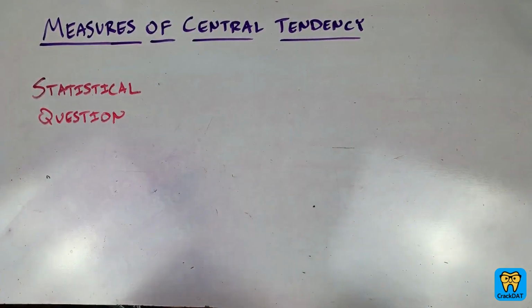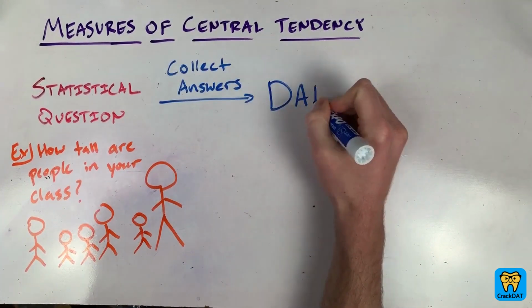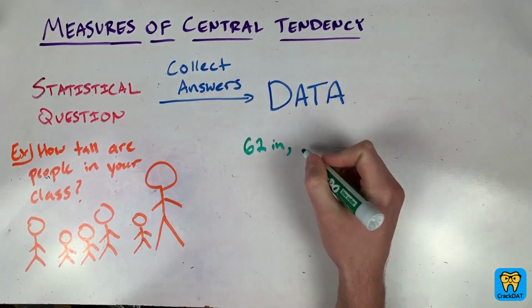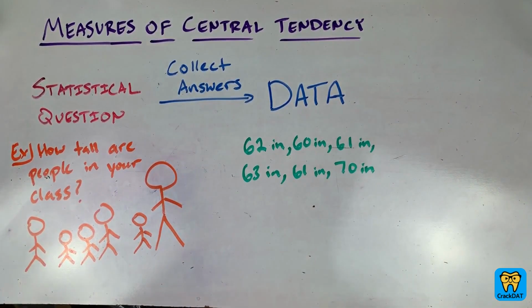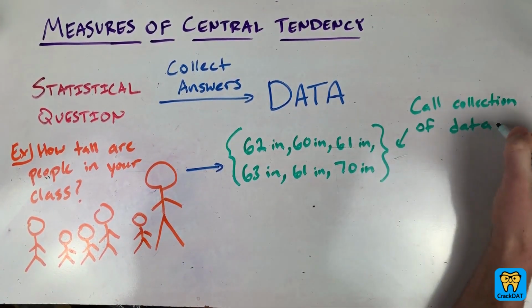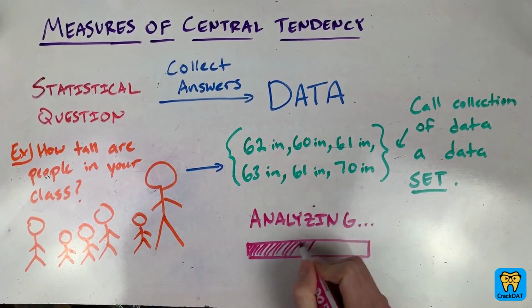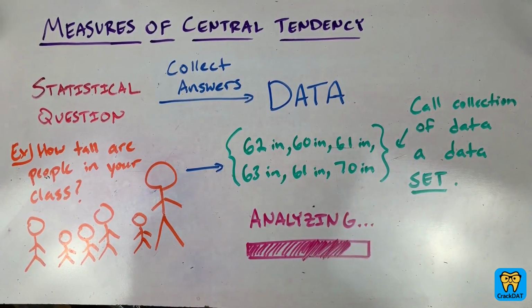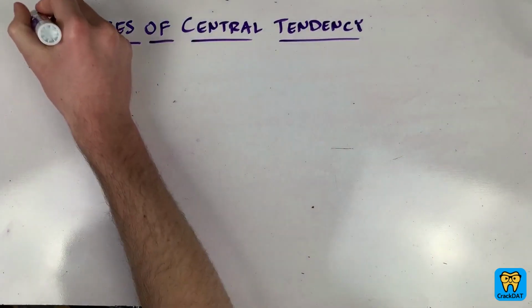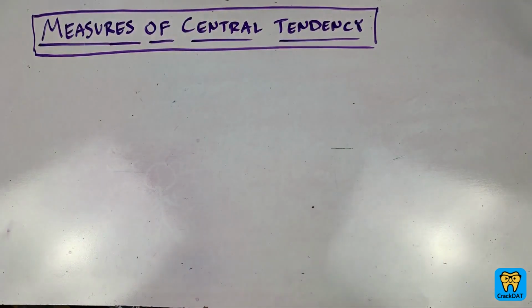So last time we talked about statistical questions. But what do we do after a statistical question is asked? Well, we collect the answers to that question to get our data. And if we're dealing with quantitative data, all of the numbers in the data are called a set. Once we have a set, we can start to describe and analyze the data. And one tool to describe and analyze data is a measure of central tendency.